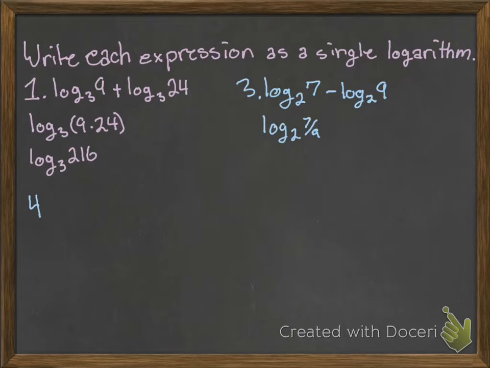Do you want to use another color? Okay, number 4 is log base 3 of 8 to the 5th power. Now that 5th power, it moves. Where's that supposed to go? It goes in front of the log. So 5 log base 3 of 8. That makes sense. Change colors and let's do number 6.